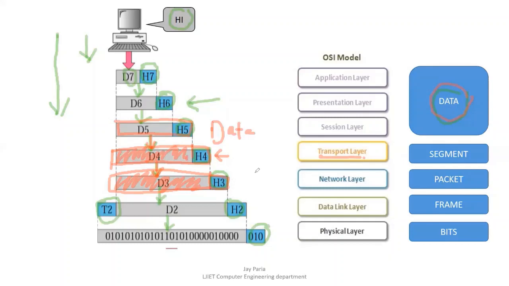So what is encapsulation? The segment is passed to the network layer, and the network layer will add a header to the segment, and the segment and header together are called a packet. Same in the session layer: the data is passed to the transport layer, and the transport layer will add its own header H4 to the data, and this process is known as encapsulation.